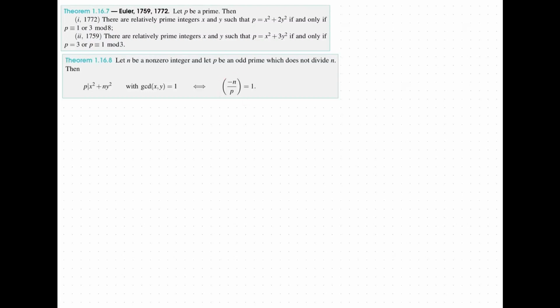And this is one of the questions on the exam. p divides x squared plus ny squared, where x and y are relatively prime, if and only if the quadratic character of negative n on p is equal to 1. And so he was aware of this here. But being aware of that still made it significantly hard to find exactly how to conclude these congruences for p congruent to 1 or 3 mod 8.